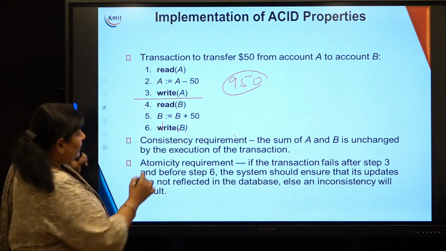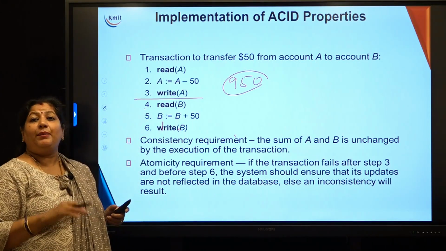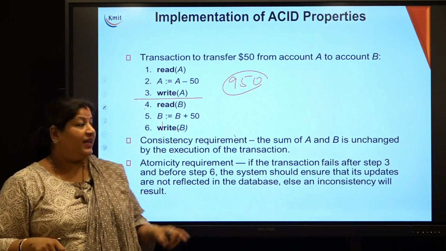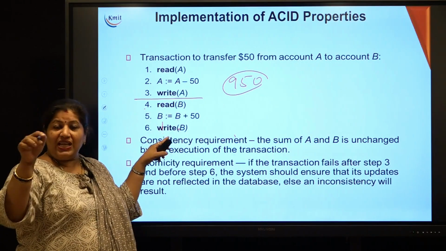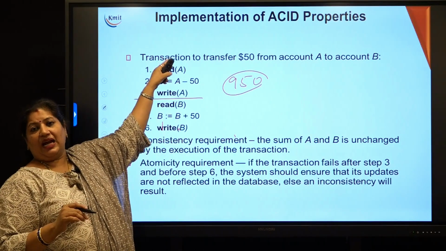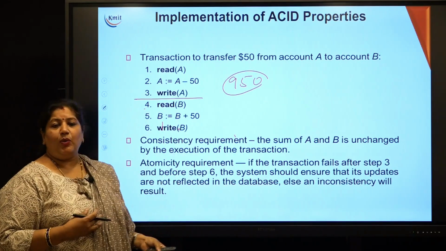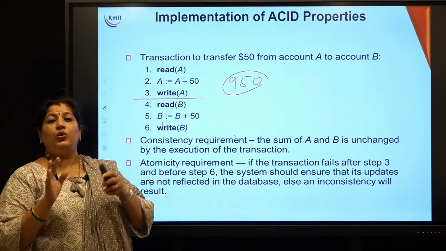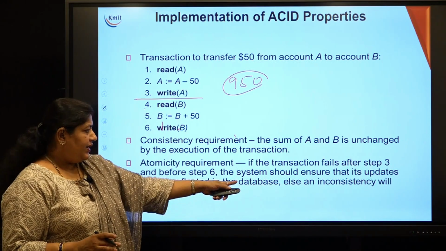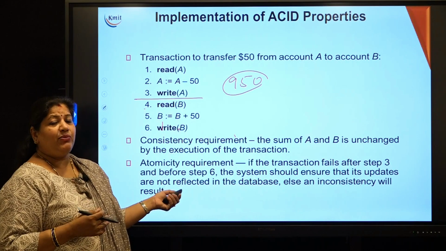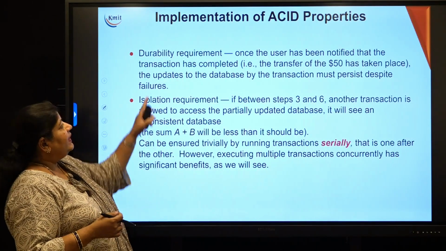I have completed 6 also, but what happened? I did not commit it. That means I did not make the changes permanent. They are temporary. So still in that case, I should restart. I should abort this. Remember that that is what atomicity is, which says either you do all or you do none. Because if you don't ensure that, the database will be in an inconsistent state.